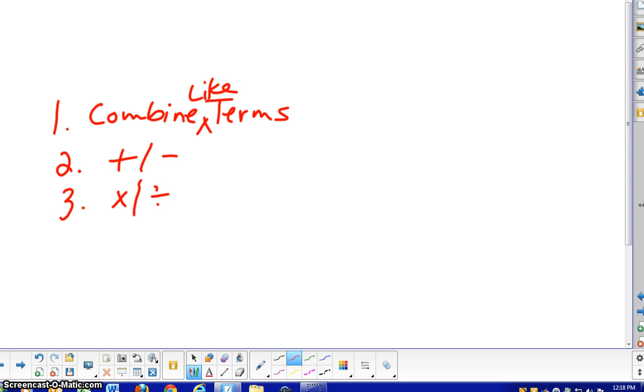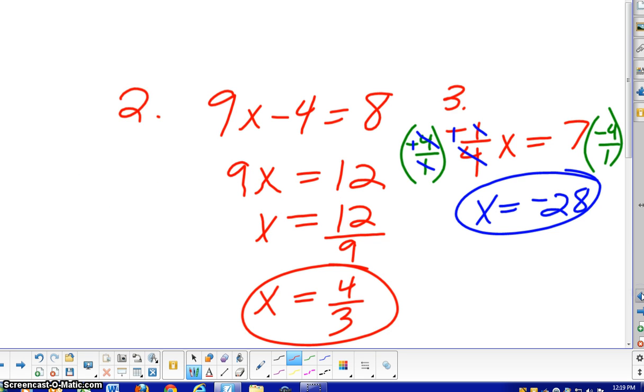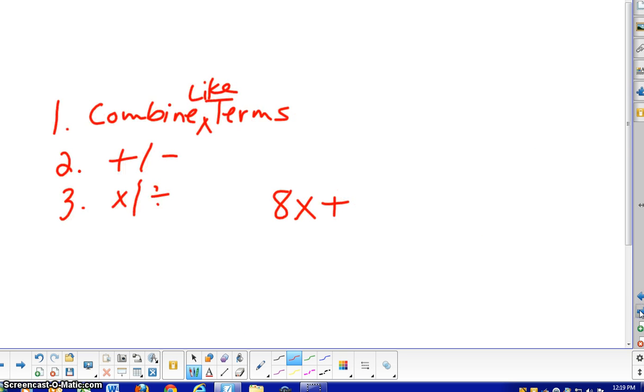Okay, so for the next example, we have 8x plus 6, and it looks like we are on the 3rd, 4th example, so this would be like the 5th one.